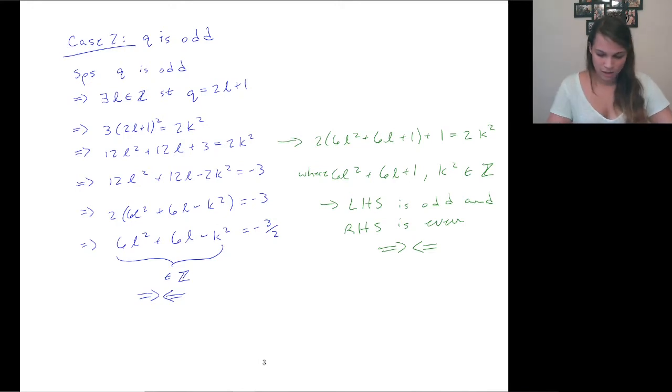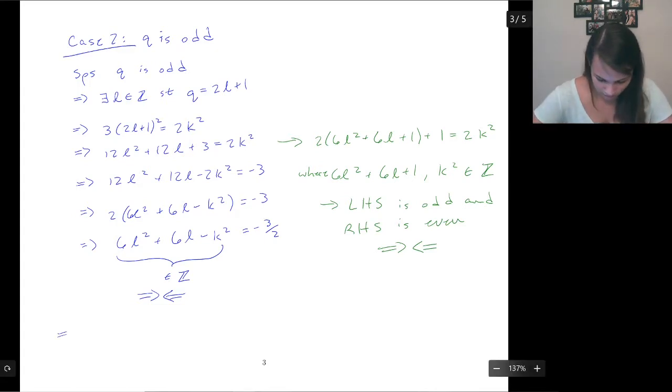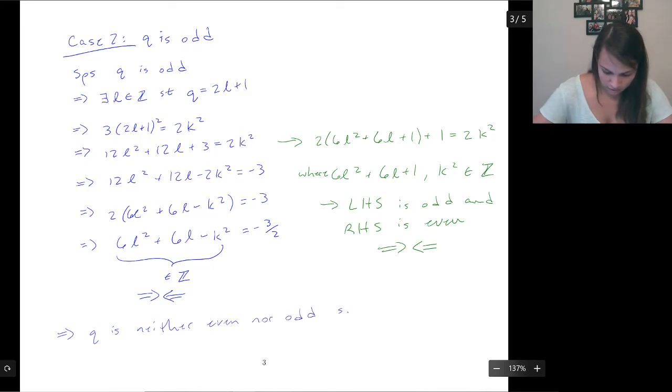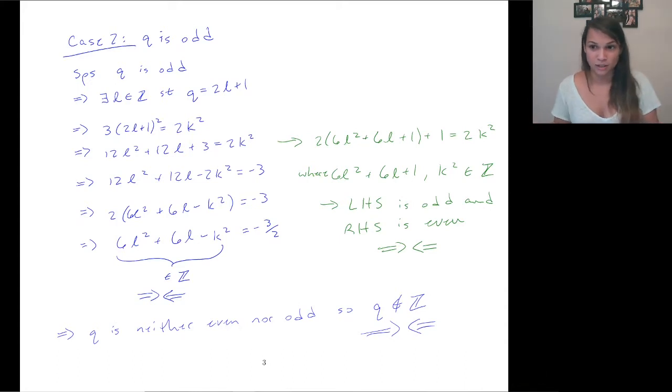Okay, so then we have, from case 1, q is not even. We have from case 2, q is not odd. So then q is neither even nor odd. So q is not an integer, and that's a contradiction. Q is an integer. We assumed that.